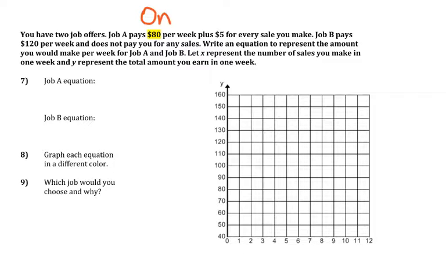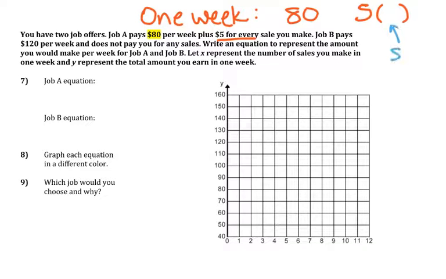If I take 1 week, how much money are you going to make at that job in 1 week? Well, you know you're going to make $80 no matter what. But you also get $5 every time you make a sale. So if during that week you make 1 sale, you would get 5 times 1, so that'd be $85. If you made 2 sales, you would get 5 times 2, so that'd be $10 plus $80. That'd be $90. And so on. So what's happening is the 5 is going to be your rate of change, and so that's going to be your slope.